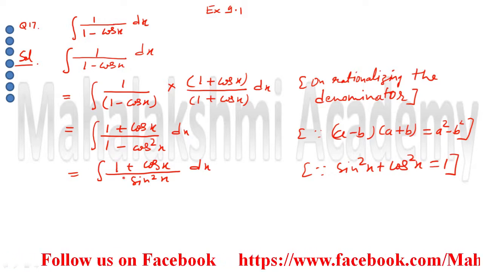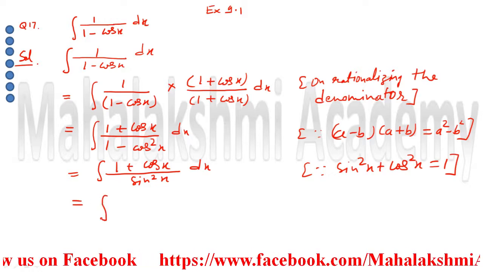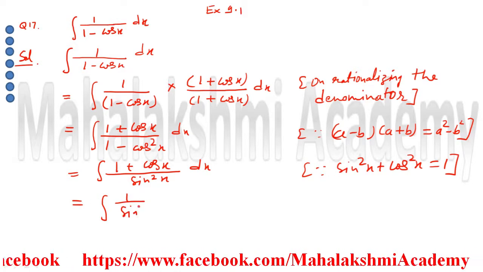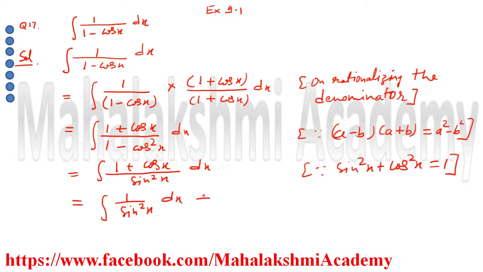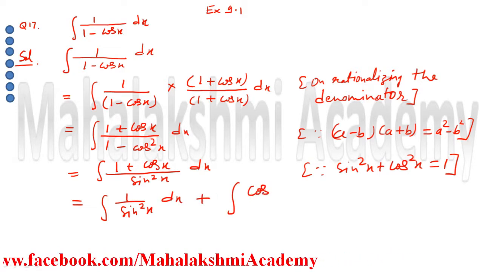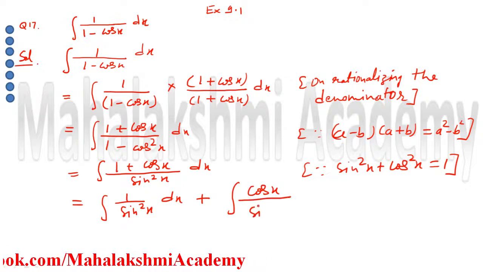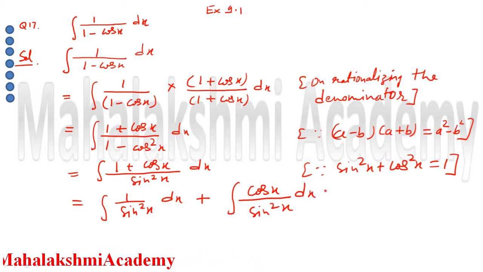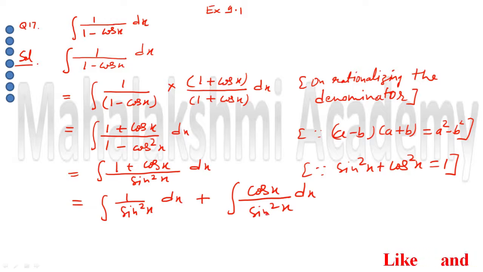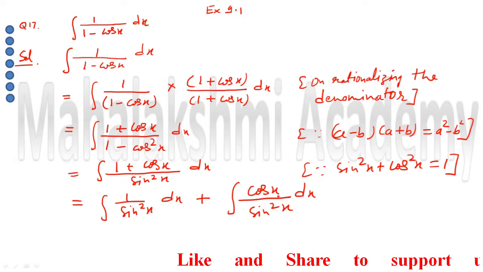Now here we will separate them. When we separate them, it will appear like this: 1 upon sin square x dx plus cos x upon sin square x dx. Now here students, we will move to the next page. So what is this going to be? Cos x upon sin square x: cos upon sin is cot x, and one more sin will remain in the denominator, that is cosec x. So it's going to be simply cot x cosec x.